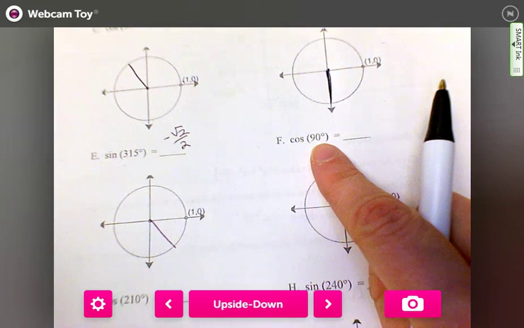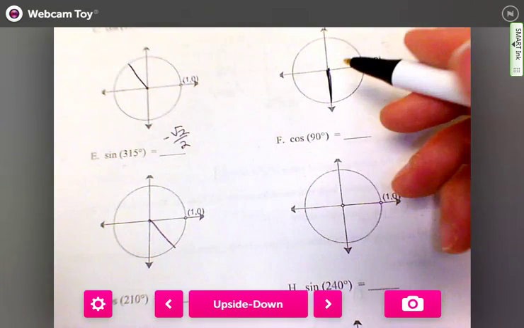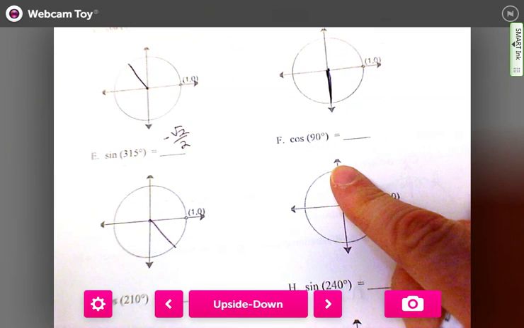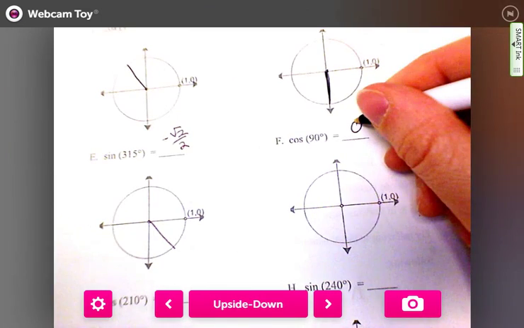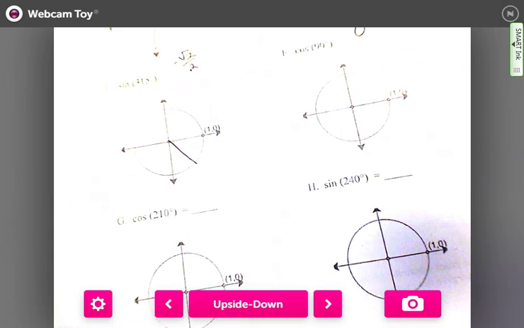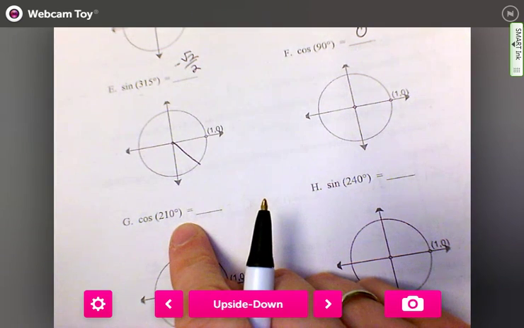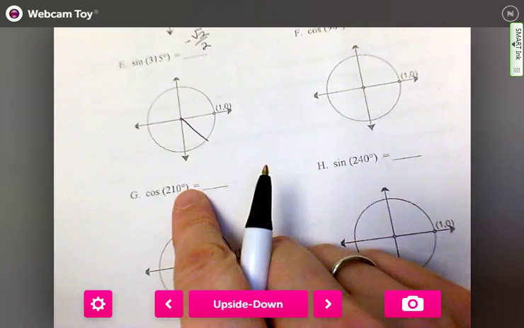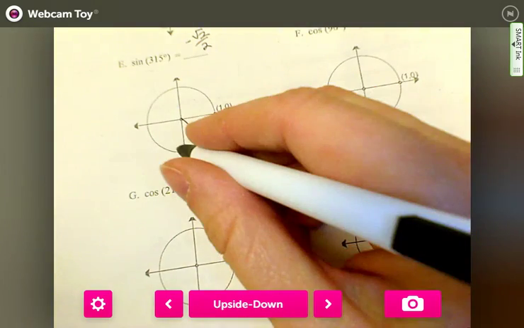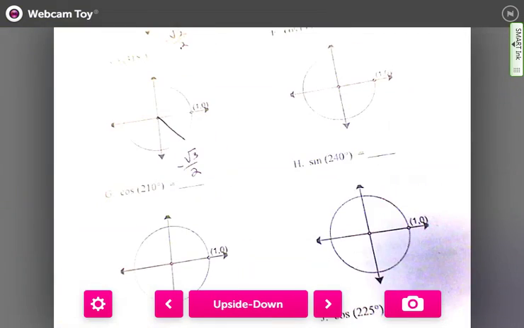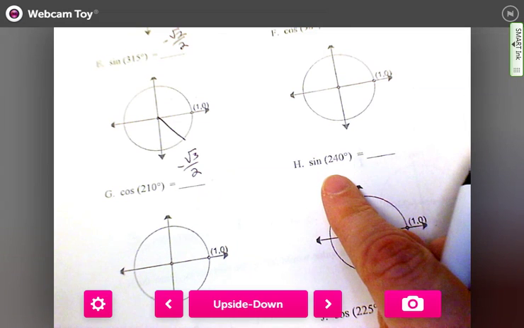Cosine of 90, so I go to 90, and the x value at 90 is what, guys? So looking at your unit circle. 0, good. Okay. We want the cosine of 210, so you guys tell me. Go to 210, what's the cosine there? Cosine at 210. Negative square root 3 over 2. What's the sine or the y value at 240, guys?